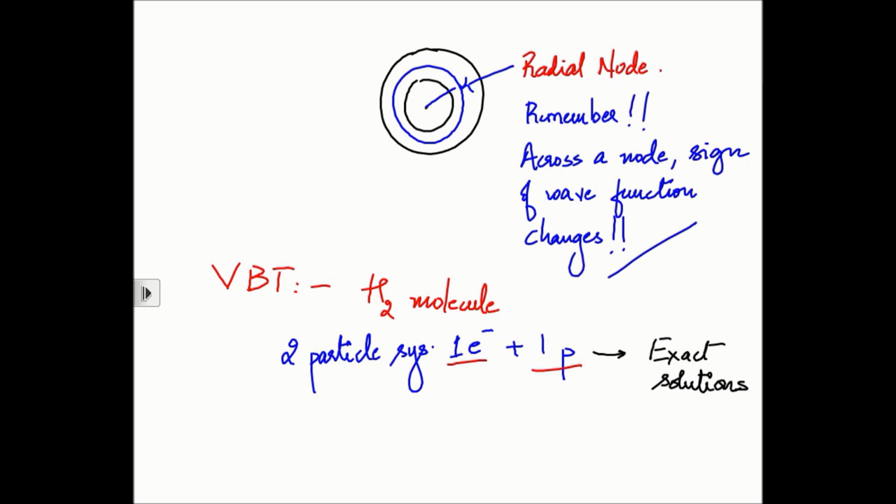But as soon as we go to the nearest analog, that is helium, which contains 2 electrons, everything fails. Why? Because we have so many interactions between the 2 electrons, and between the electrons and the protons, that we can't reasonably guess what the wave function could be. And therefore we need some approximate methods.